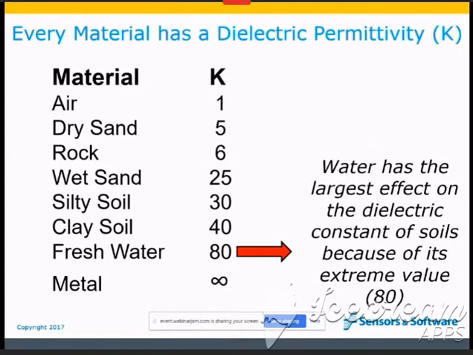Notice the range of values. Dry sand is 5. Wet sand is 25. If you go to a swampy mixture like quicksand, you can even get K values that are more than 50. Simply put, the more pore space with water in it, the higher the K value for that soil. And that's a great situation when you're looking for air-filled non-metallic pipes.